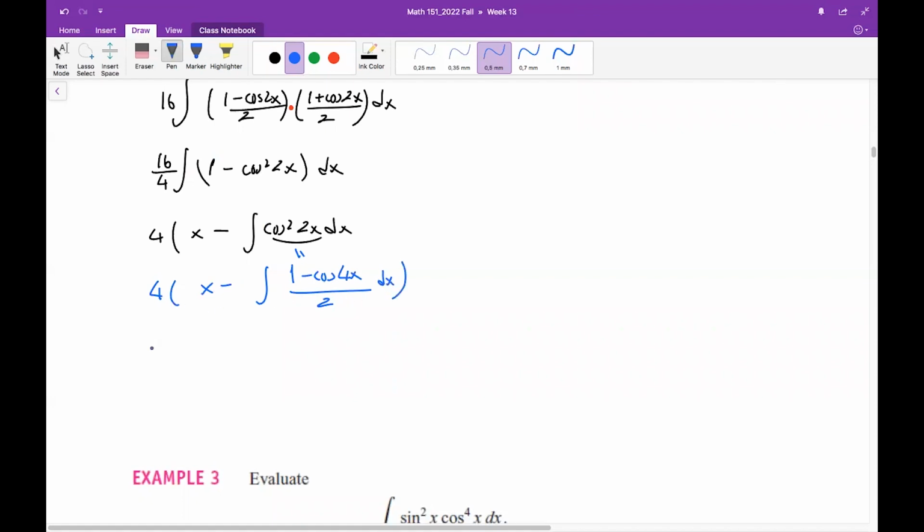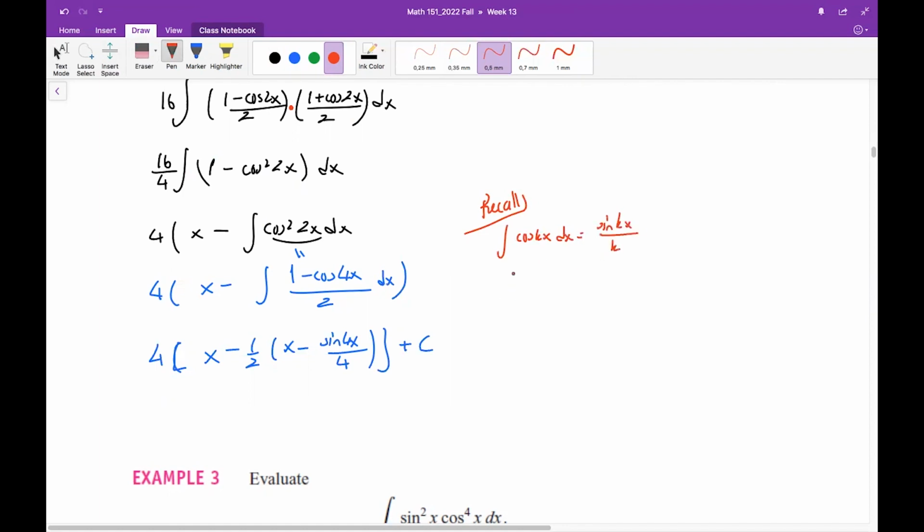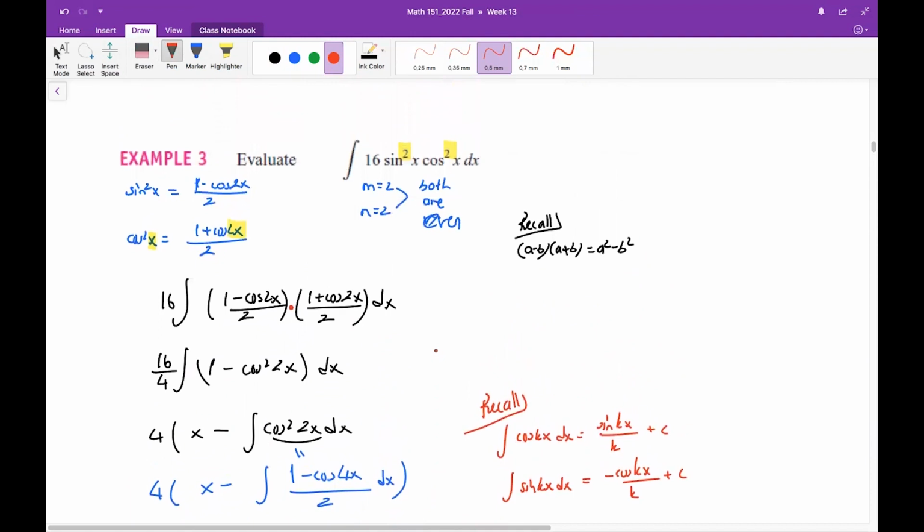Then we need to integrate this. 1 over 2, you can take it out. Then integral of 1 is what? It is x. Integral of cosine 4x is what? It is sine 4x over 4. Then at the end, you can insert your arbitrary constant c. Maybe here I can put a very small recall for you about the integral of cosine kx or sine kx forms. Cosine kx dx is sine kx over k, and similarly, sine kx dx, where k is a constant, is minus cosine kx over k. Of course, these are arbitrary constants. That's what you should do if both powers are even. You will insert these half angle formulas. This is the only way to evaluate your integral.